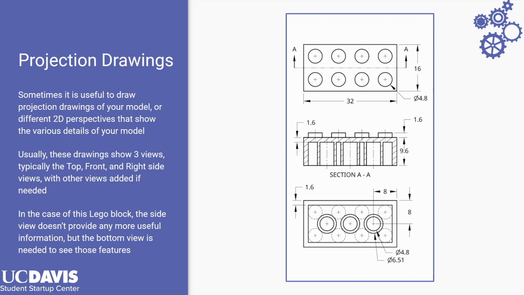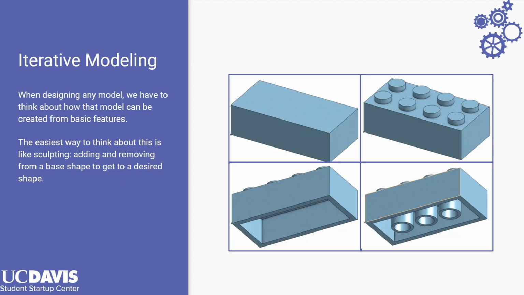So when you're ideating, you might want to sketch your ideas. And when you're sketching, it's useful to sketch the different projections of your idea. So as you can see here with the Lego block, you can see the top, a cutaway side, and the bottom view. And these three views all together give us all the necessary detail that we need to model the Lego block. Now once we get into modeling, we have to think about how we're actually going to create all those details that we saw before.